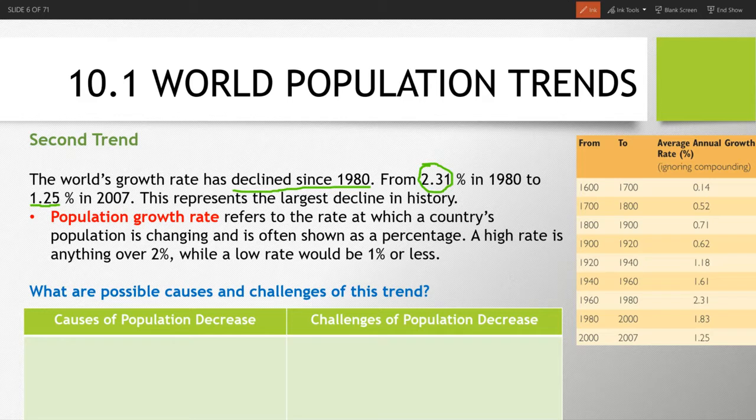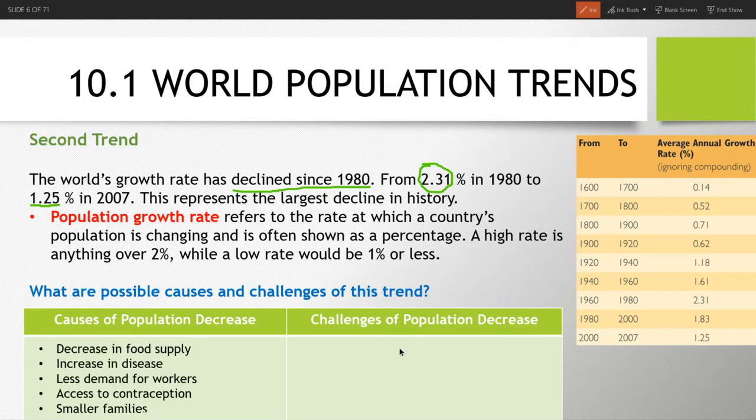So, possible causes and challenges of a decline in population growth. It's important to mention here, by the way, that a decline in population growth rate does not mean your population itself is decreasing. What it means is that how quickly the population is increasing is actually slowing down. That's the key point here.